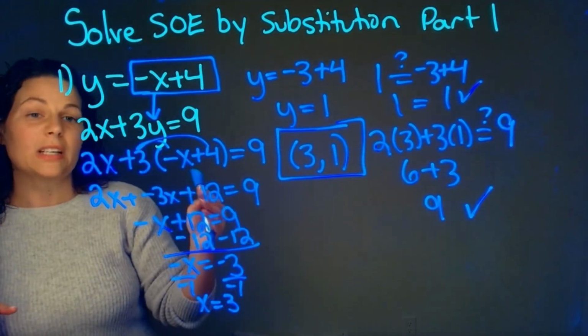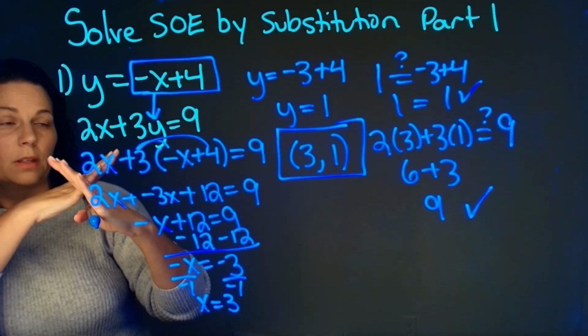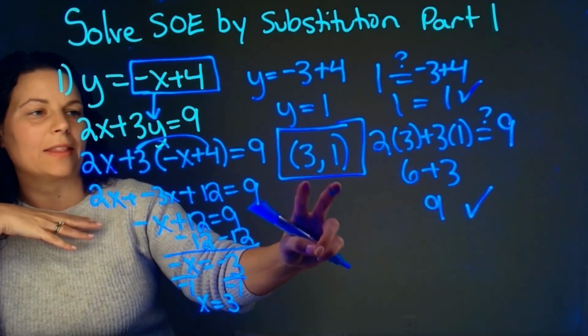This is the spot where, if we were graphing it, they would cross and intersect, whatever you want to call it, at this point.